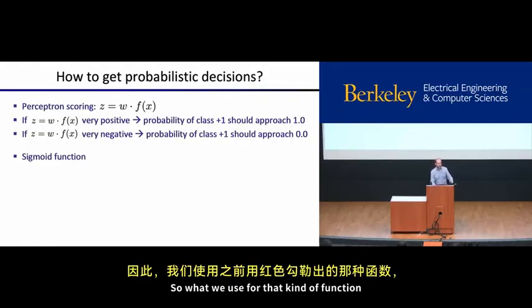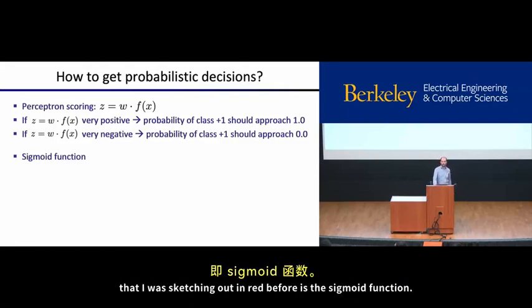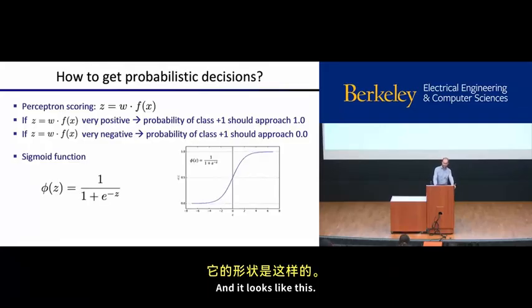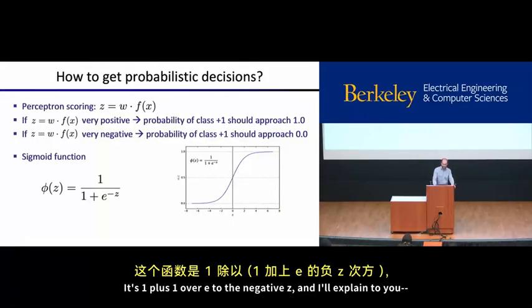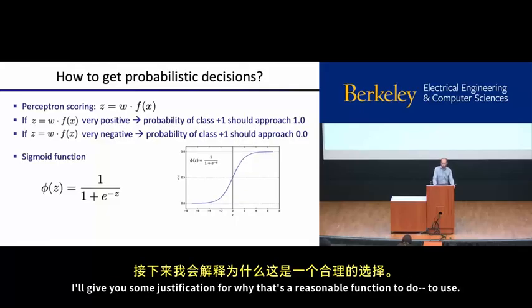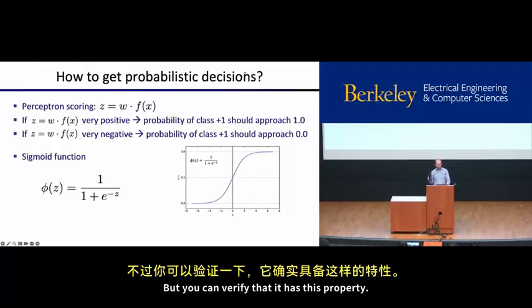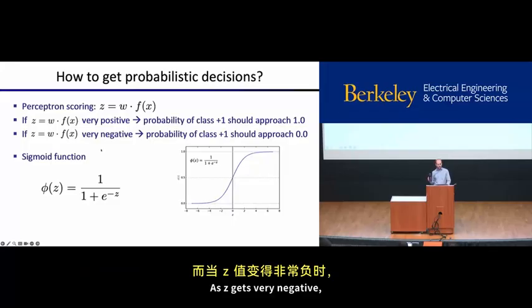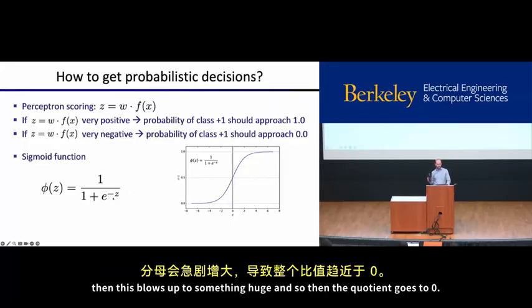So what we use for that kind of function that I was sketching out in red before is the sigmoid function. And it looks like this. It's 1 over 1 plus e to the negative z. And I'll give you some justification for why that's a reasonable function to use. But you can verify that it has this property. As z gets very large, this approaches 1 because e to the negative z approaches 0. As z gets very negative, then this blows up to something huge, and so the quotient goes to 0.